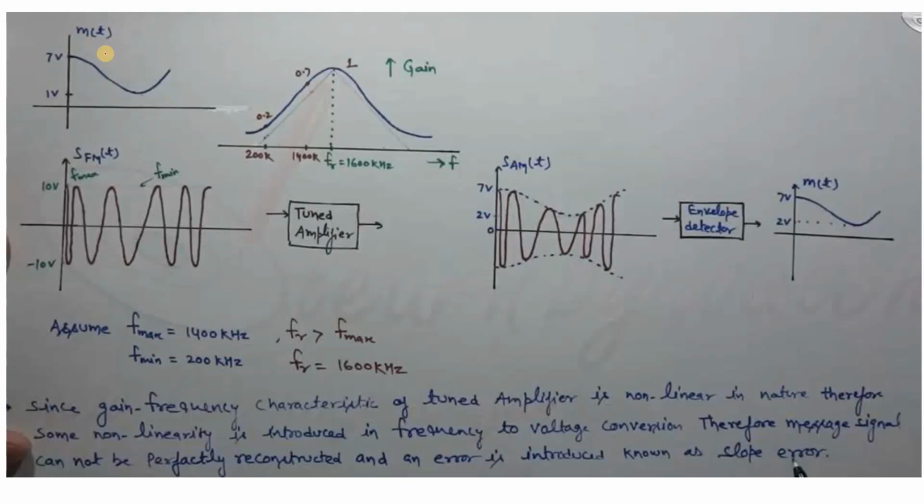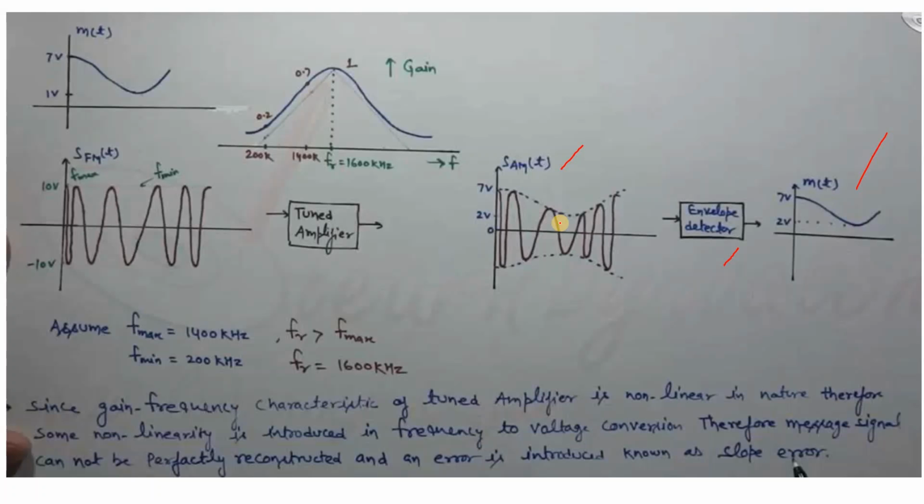This one is m(t) and this one is FM(t), a modulated carrier. Then you apply it to the tuned amplifier. The tuned amplifier gain is like this, and the tuned amplifier output is the AM signal. Then you apply it to the envelope detector and you get the resultant m(t). It means the process is as follows: you apply the FM signal to the tuned amplifier, the tuned amplifier converts it into an AM signal, then the AM signal is applied to the envelope detector, and the envelope detector takes the envelope of the AM signal, that is m(t).